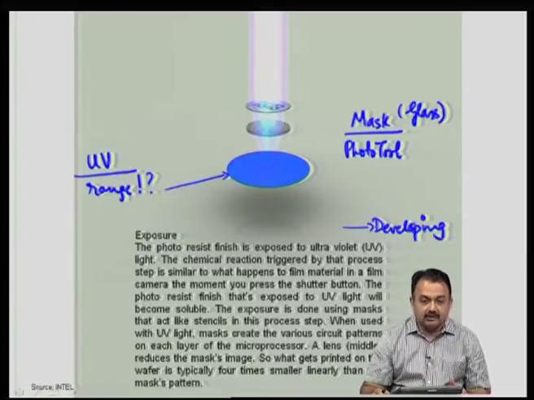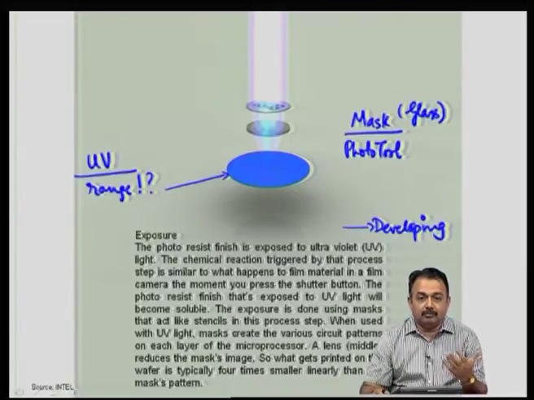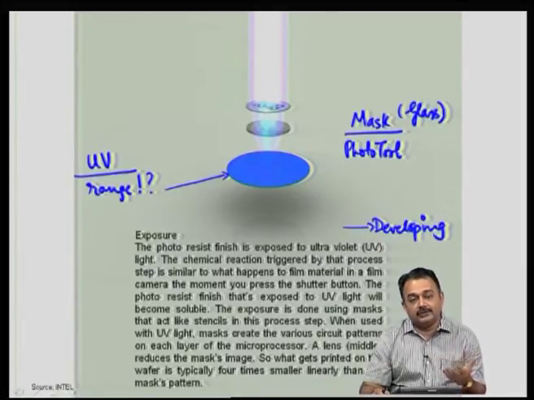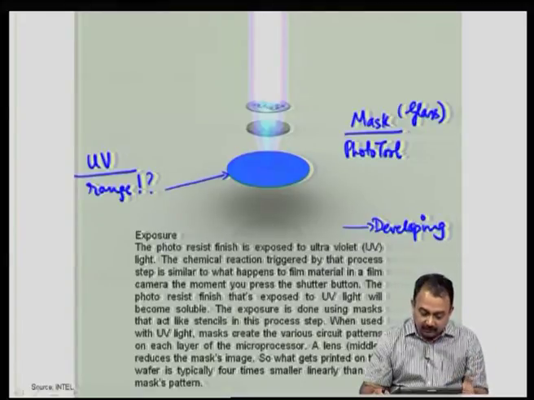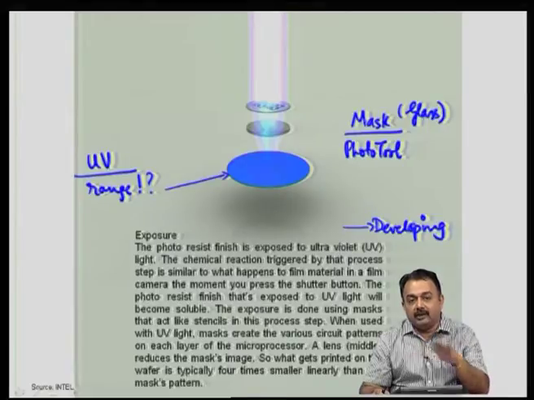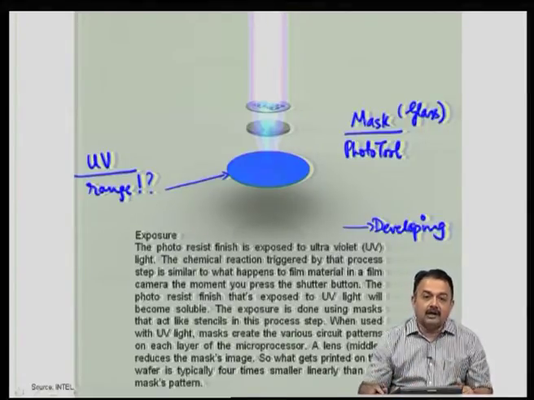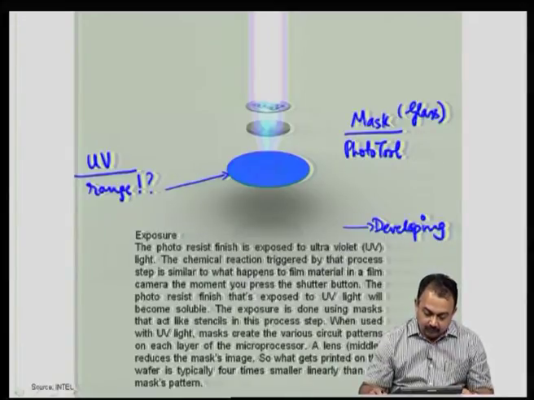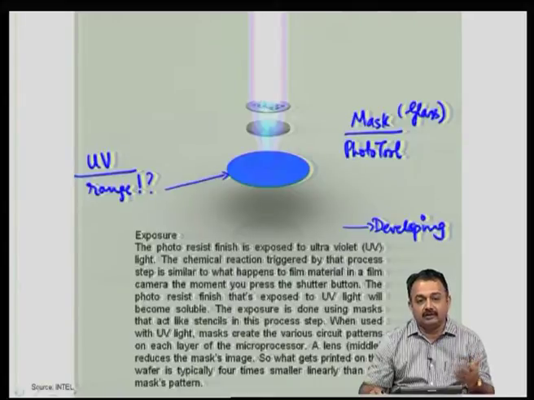So, the exposure is done using masks, and this acts like a stencil which will block certain areas and allow certain areas to accept UV light. You have to make sure that there is no air gap between your mask and the surface of this wafer. This will transfer the various circuit patterns onto each layer of the microprocessor buildup.